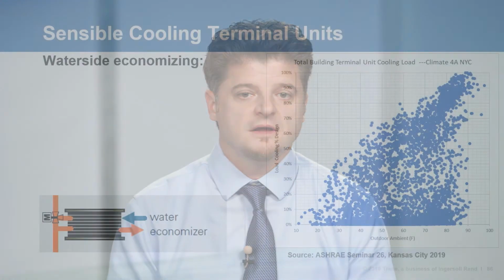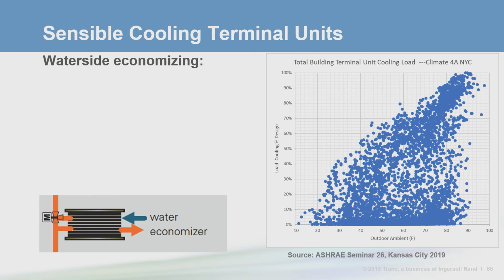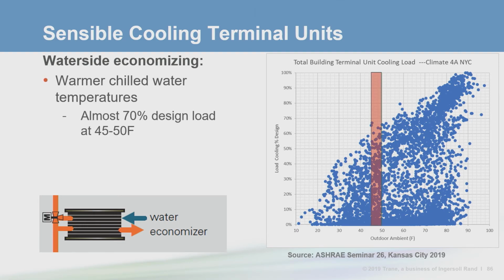This chart plots the annual cooling load for an example building located in Climate Zone 4A. The outdoor ambient temperature is plotted on the horizontal axis, and the percent of design cooling load is plotted on the vertical axis. As expected, the unit is operating at full load on a hot summer day and operating close to no load on a cold winter day. But note how the building still needs almost 70% design load between 45 and 50 degrees outdoor ambient, a range important to meet the ASHRAE requirements for a waterside economizer.